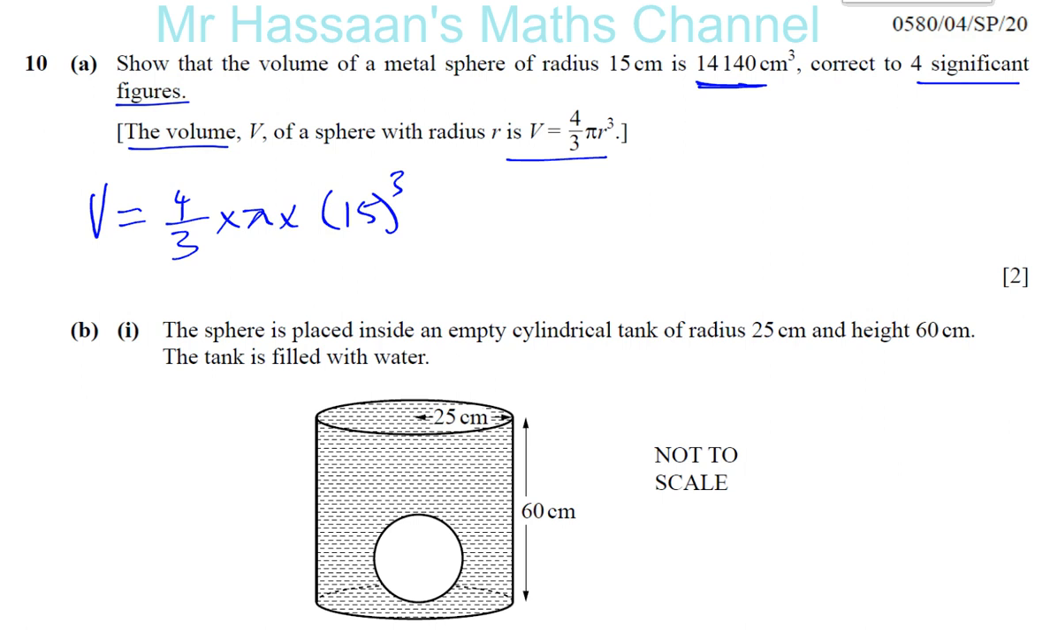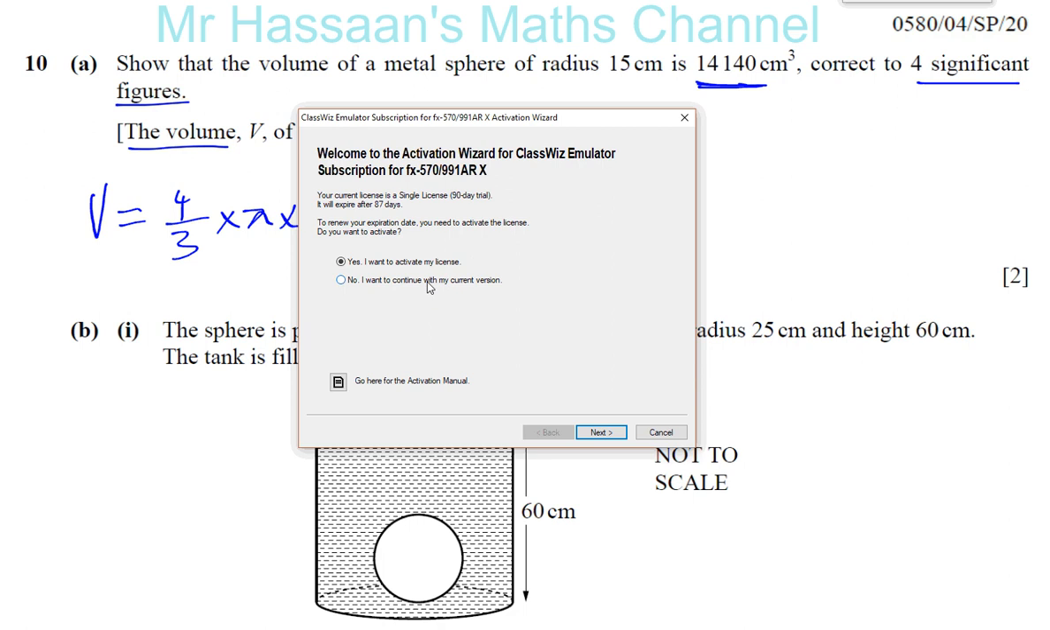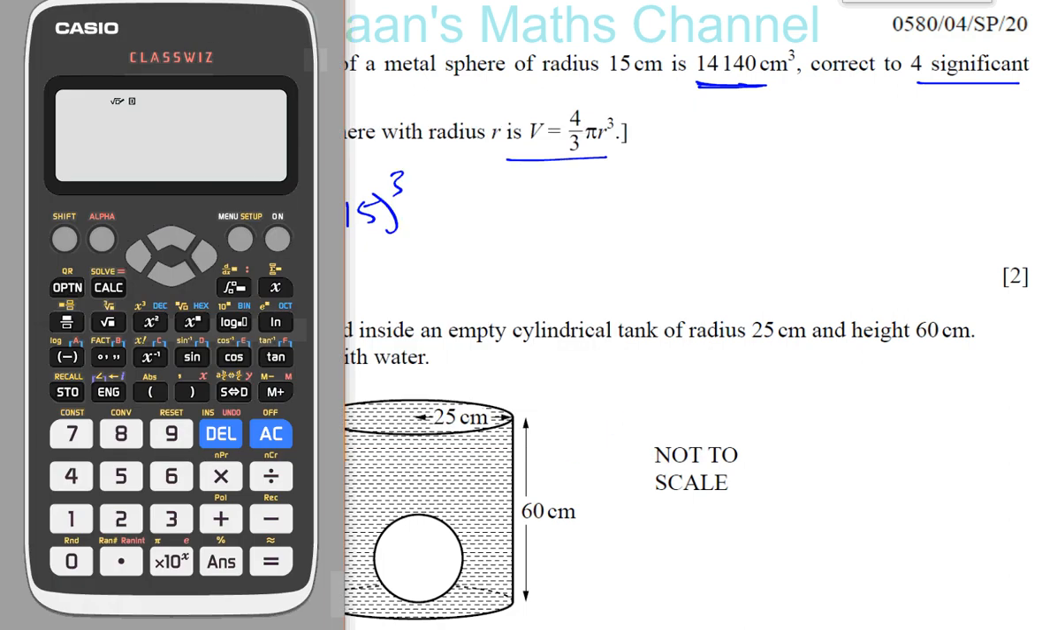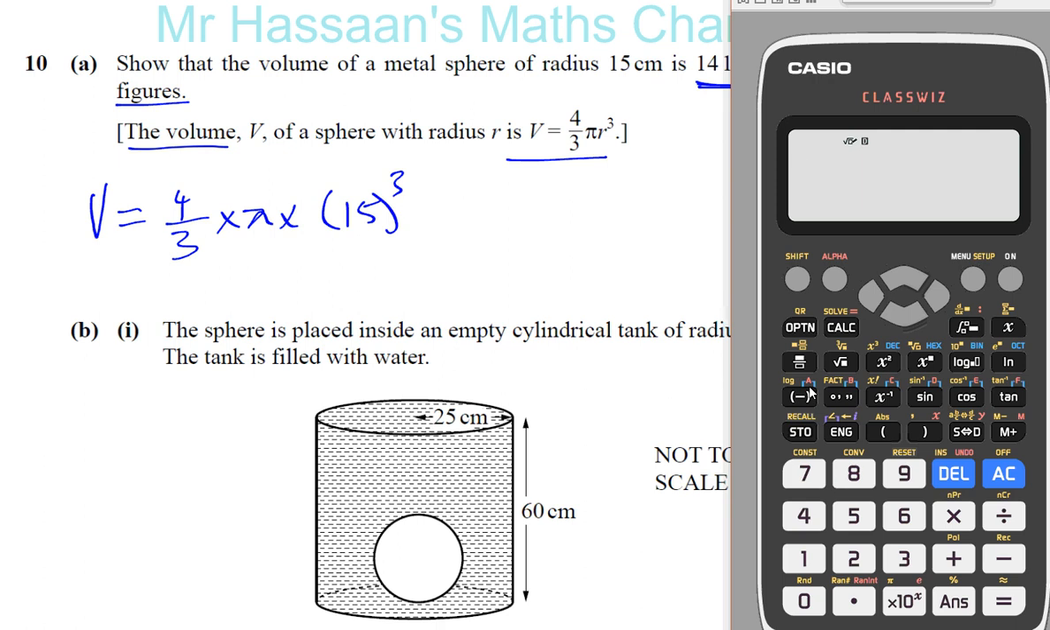There's my calculator. I still have some days left, 87 days left on this one. So you have 4 over 3 times pi times 15 cubed. Shift. 4 over 3 times pi times 15 cubed, equals.